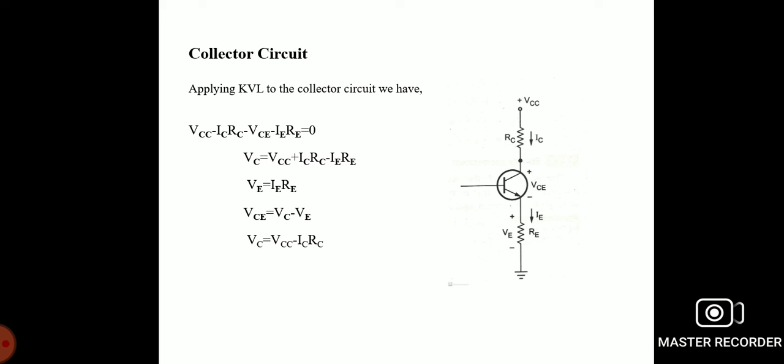So in this lecture we studied the emitter stabilized bias circuit of BJT biasing. In the upcoming session we are going to discuss the stability factor of the BJT configuration.